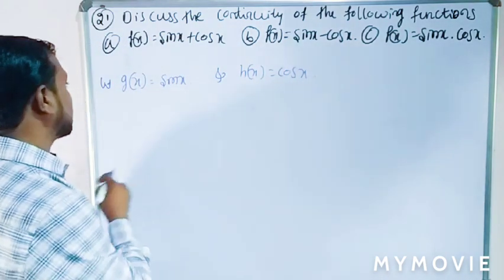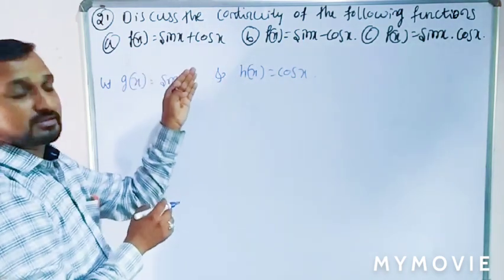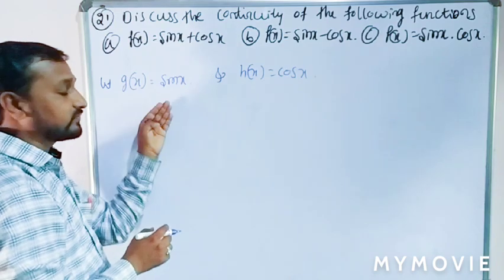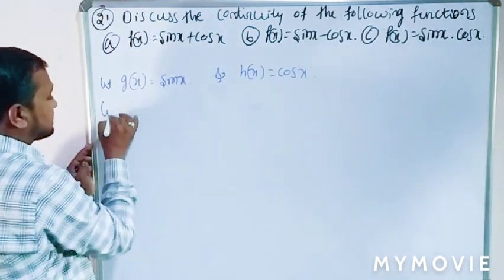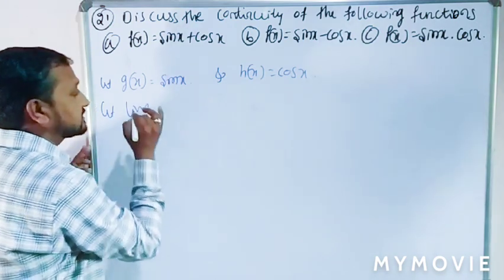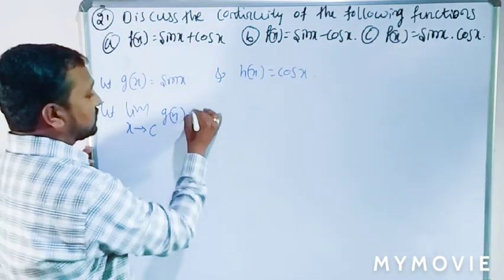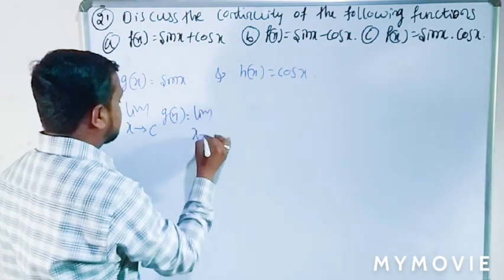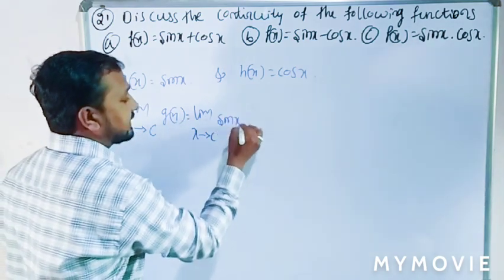Let us take. So here first of all we can check the continuity of sin x. Continuity of sin x is nothing but the limit function being equal to the constant function. So first of all let us take the limit function. Limit of x tends to c, general limit, g of x. Okay, that is equal to the limit of x tends to c of g of x, which is nothing but sin x.